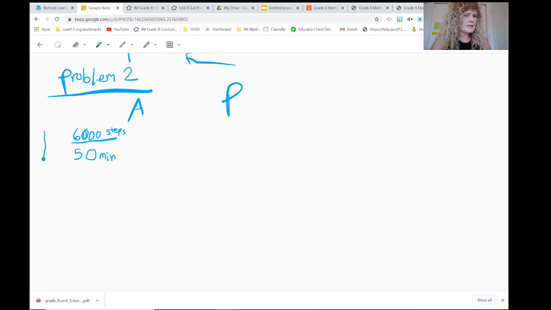Now, what they told us, 6,000 steps in 50 minutes, you should recognize immediately that that is a rate, and that is our constant rate in this problem. We've been calling that the K, the constant of proportionality. For Priya, she tells us that y equals 118 times x, and y is the number of steps, so I'll just call that steps, and x is the number of minutes she walks, so that's the time, and the unit is minutes.